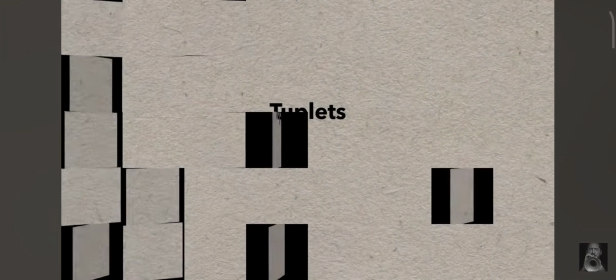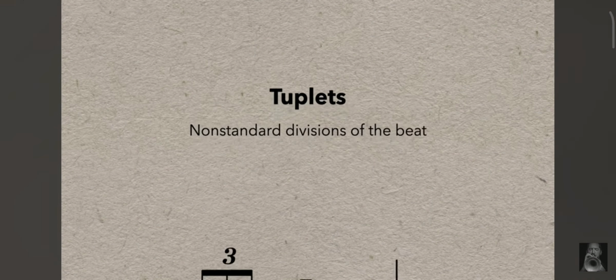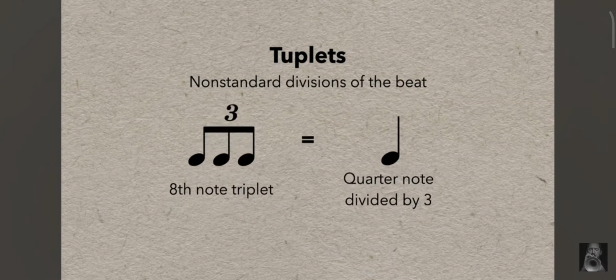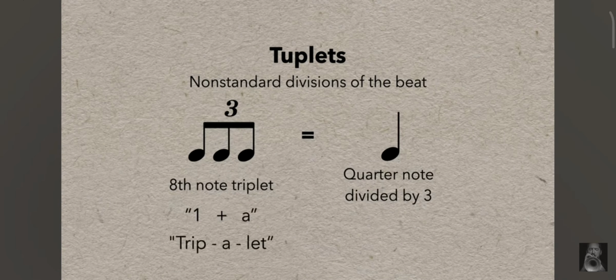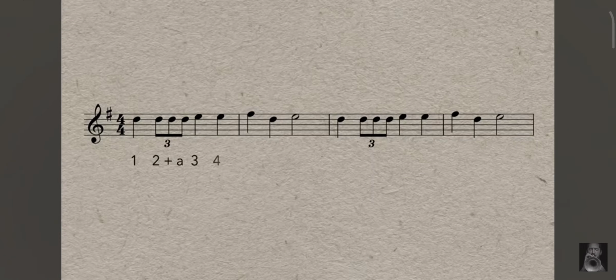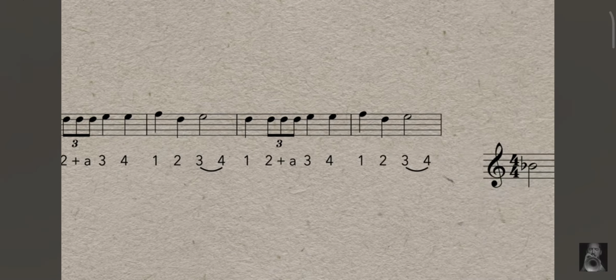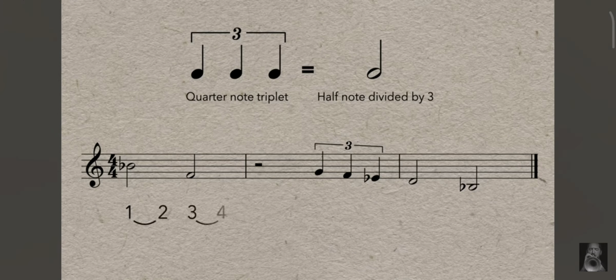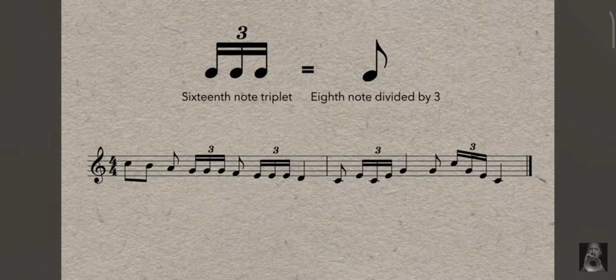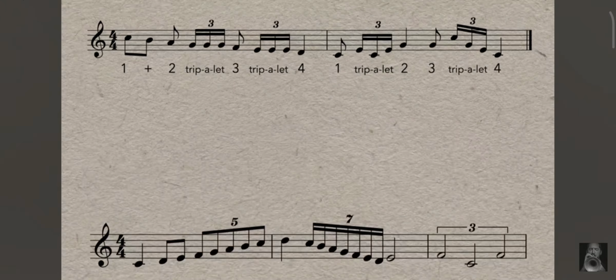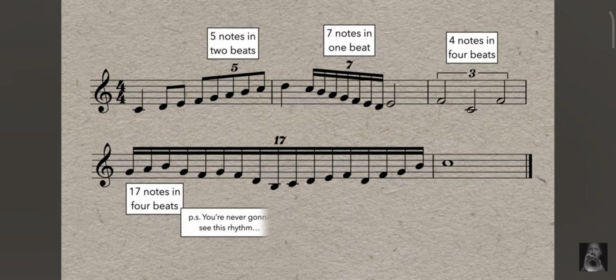And there's another type of subdivision called a tuplet, which is a non-standard division of the beat. The most common being the 8th note triplet, which divides the quarter note into 3. Some people count them "1 and a," while others prefer "triplet." Either works as long as they're evenly spaced out. You can also have quarter note triplets, which fit 3 beats into a half note. And 16th note triplets fit 3 notes into the space of an 8th note. Those are the most common types of tuplets, but others are possible too, and they all basically mean fit this many notes into the beats allowed.